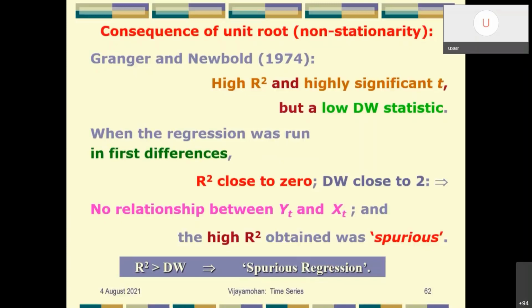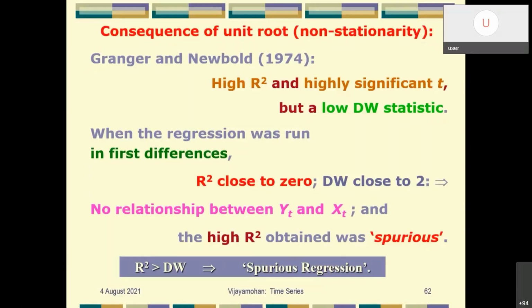Now, next time when you attend any seminar and somebody is presenting a paper with time series data, with a very high R squared, and we know that whenever we have a very high R squared, we will be very happy because our model explains the variation in the dependent variable very highly. So we will be very jubilant about that. So next time when you attend a seminar and somebody is reporting a very high R squared, ask him what about the DW statistic.